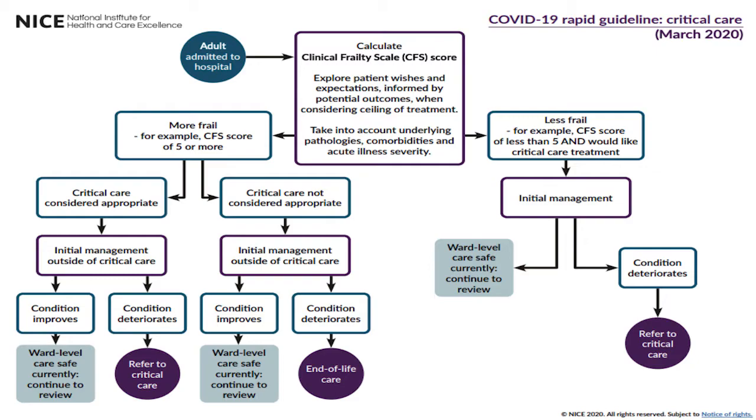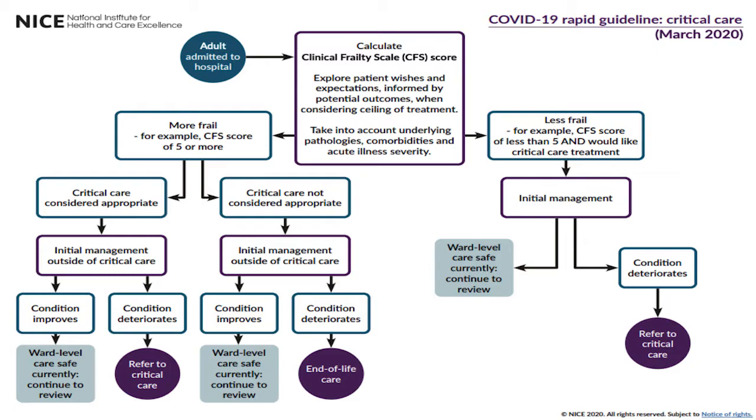So it has classed itself into CFS score of 5 or more, or less than 5. So this side on your right is scores of 1 to 4. This side is score of 5 or more. So let's say, what does it say about CFS of less than 5? Make a plan, let them be treated on the ward. If the condition deteriorates and if they are for escalation of treatment, refer to critical care.